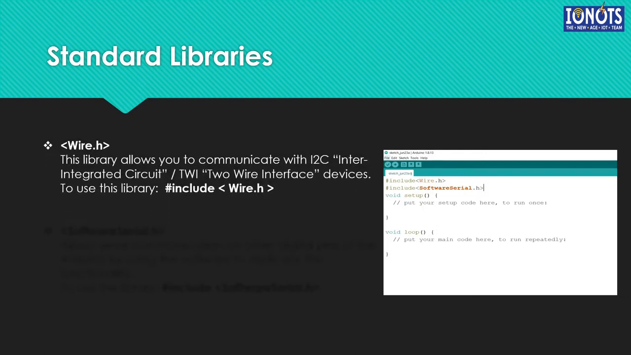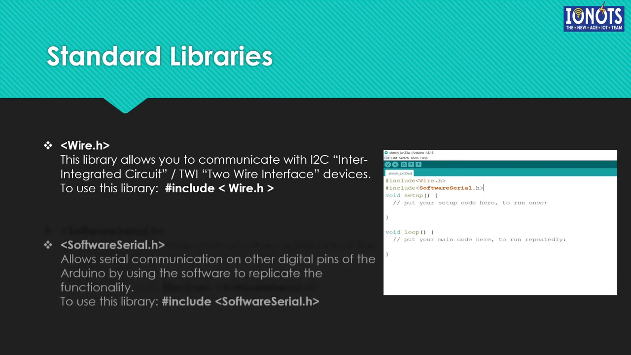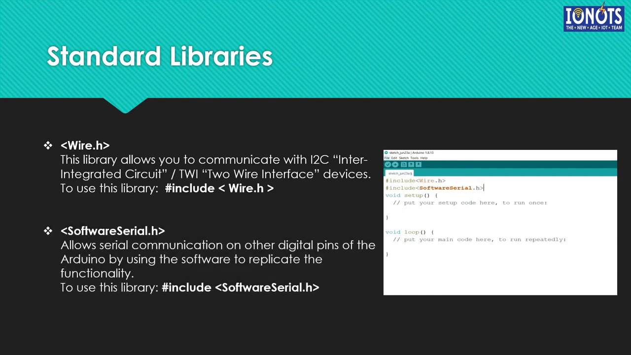Wire.h library. This library allows you to communicate with I2C, that is Inter-Integrated Circuit, or TWI, that is Two Wire Interface devices. What is I2C? What is TWI? We'll discuss this briefly in module number 4. SoftwareSerial.h. This library helps us set up serial communication on other digital pins of the Arduino by using software to replicate their functionality.